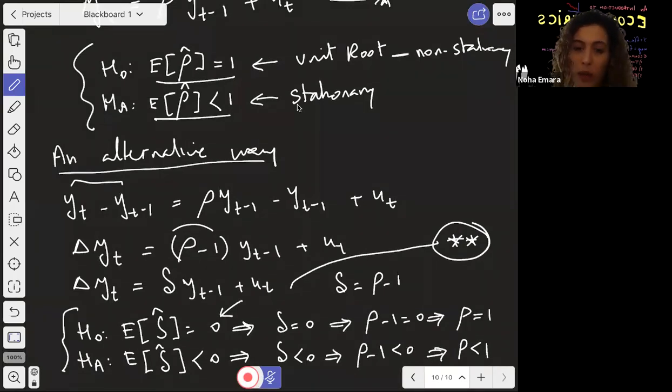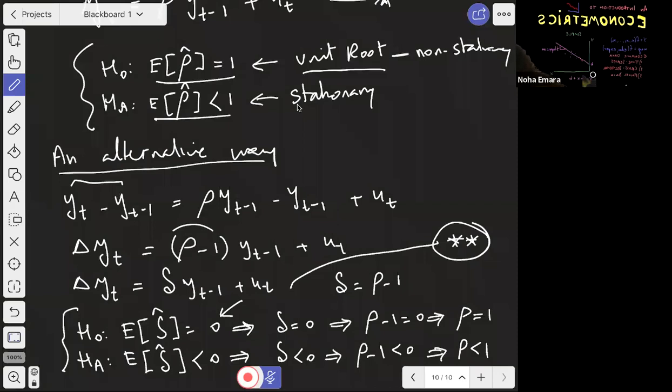As you can notice, this is a one-sided test, whether this one or this one, they are one-sided tests. They do have critical values, called the Dickey-Fuller table critical values. And before I talk about the critical values, I just want to make it clear again that this is a unit root, this is non-stationary, this is stationary.